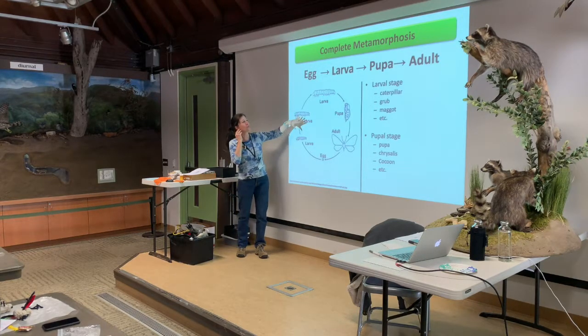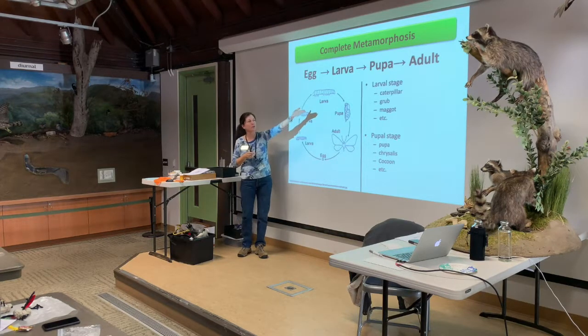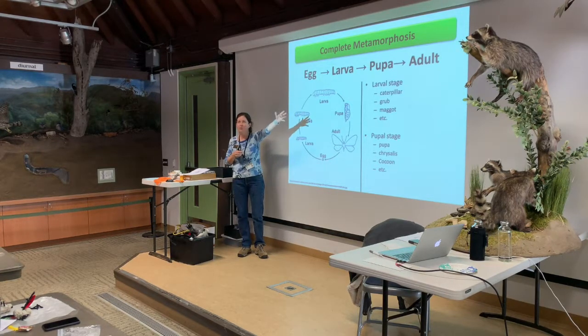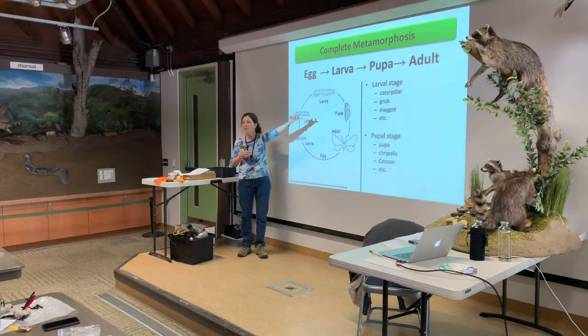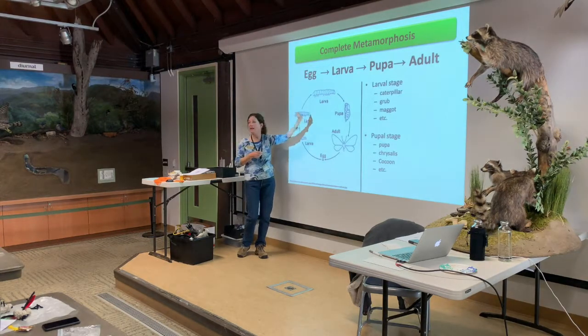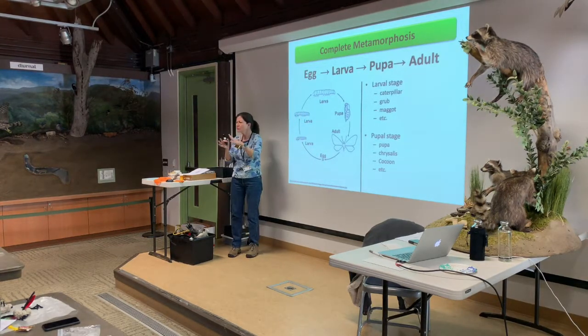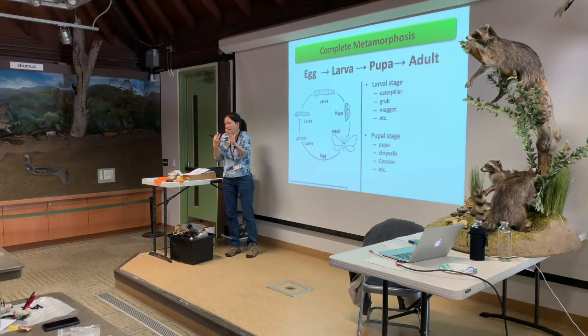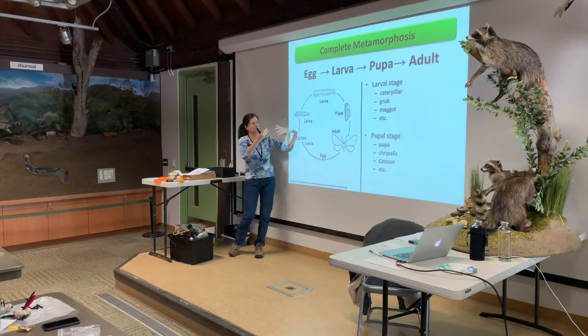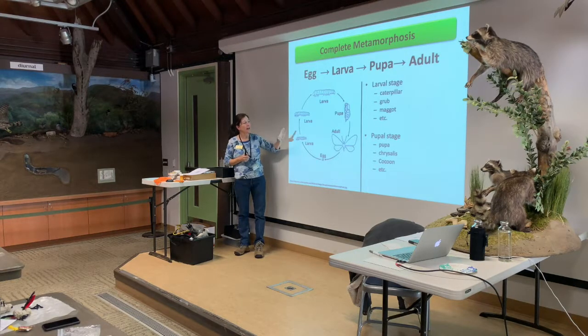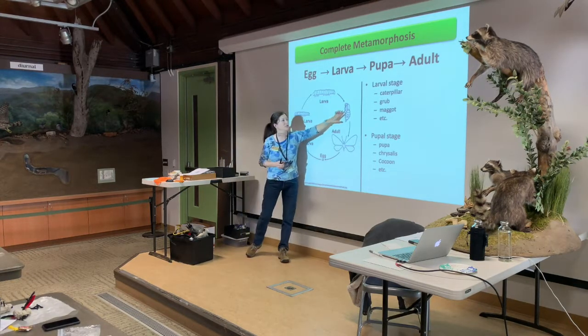But in their larval stage, depending upon what they're going to be, they have special names. So a caterpillar would turn into a moth or butterfly, a grub into a beetle, a maggot into a fly. So there will be some specialized terms. You don't need to know those, but if you hear those terms, you'll know that they're specialized. And the same with the pupal stage.